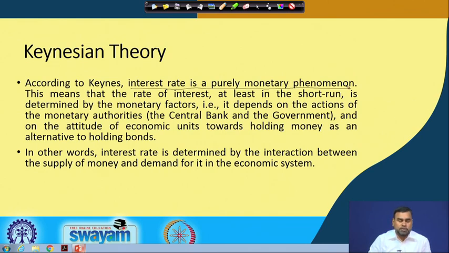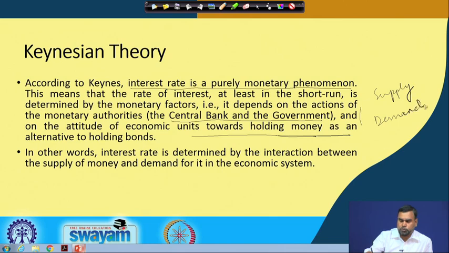But here the question is, whenever you talk about the demand for money, what do you mean by that? That is why Keynes has said there are two agencies, one is your central bank or the government, and another one is the economic units or the public which exist in that particular system. So, one agency is responsible for the supply side and another agency is responsible for the demand side. According to Keynes, the supply comes from the monetary authorities, that is the central bank or the government, and the demand is coming from the other economic units which exist in the system.